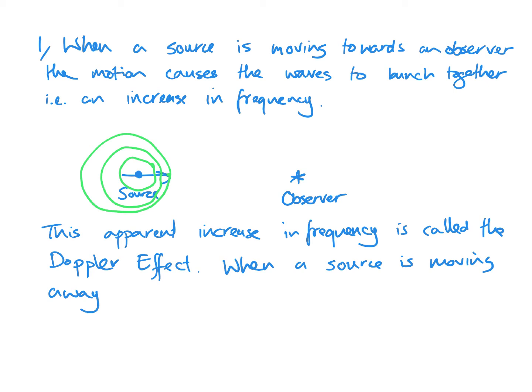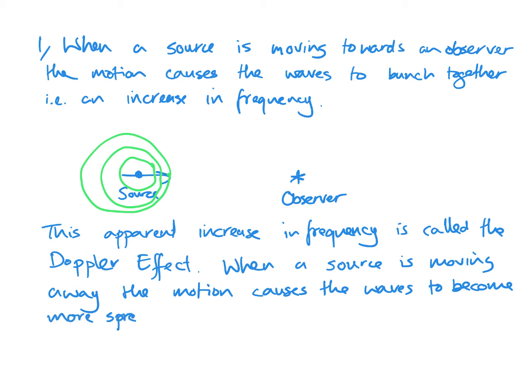and when a source is moving away, then you get them spreading out. Right, so your observer was over the left-hand side of the diagram that I've drawn there. I.e. a decrease in frequency.